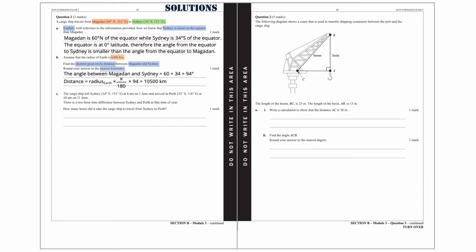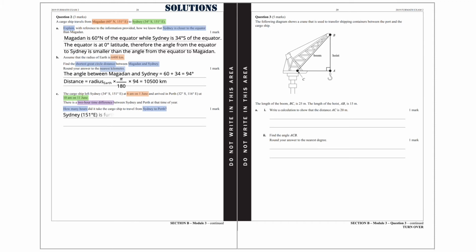Part C. The cargo ship left Sydney (34 degrees south, 151 degrees east) at 6 a.m. on 1st of June and arrived in Perth (32 degrees south, 116 degrees east) at 10 a.m. on 11th of June. There is a 2-hour time difference between Sydney and Perth at that time of year. How many hours did it take the cargo ship to travel from Sydney to Perth?